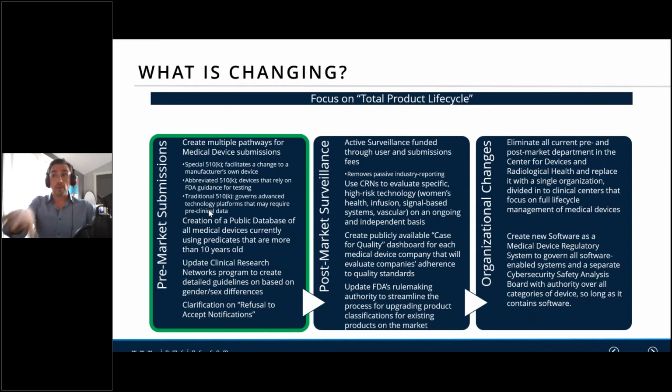Okay, so you've got pre-market submissions, right? There are not small changes, frankly, to the pre-market submission process that the FDA has recently published guidance documents on. So multiple pathways for medical device submissions for class 2 products: your special, abbreviated, and traditional 510K. They've not done this yet, but they're planning on creating a public database of all medical devices currently using predicates that are older than 10 years old, right? So this is sort of a buyer beware piece, right?